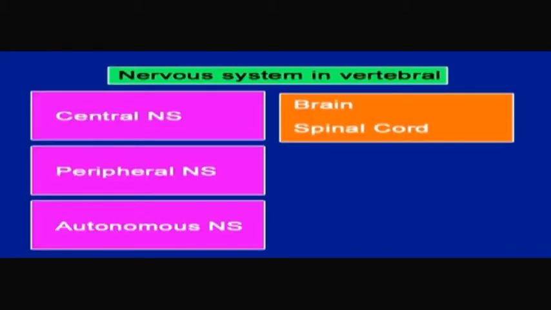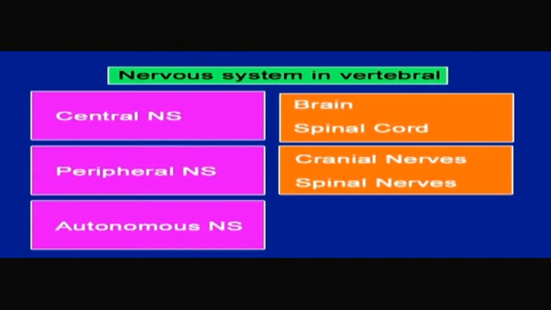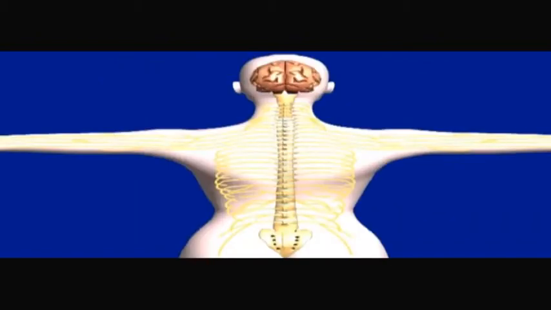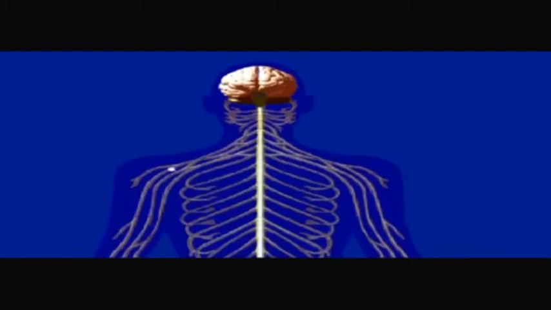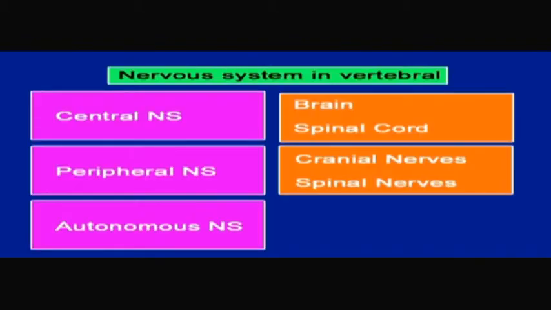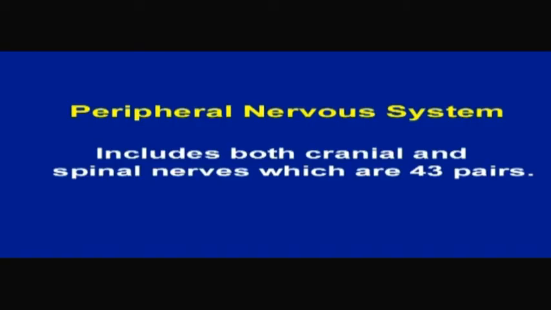After studying about the central nervous system, let us now study about the peripheral nervous system. The peripheral nervous system has nerves which arise from the brain and the spinal cord. We have already studied that each nerve consists of a bundle of axons, and these nerves carry information from and to the brain. The peripheral nervous system includes both cranial and spinal nerves.